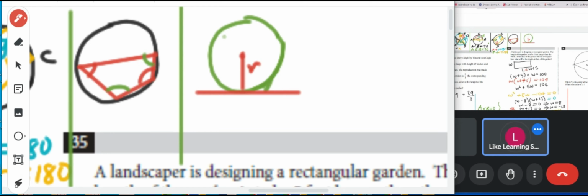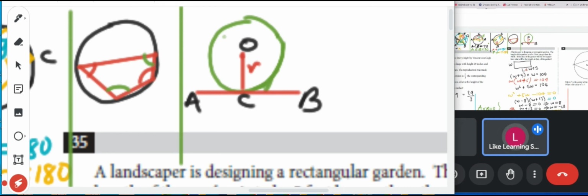In fact, AB is a tangent, OC is a radius. So the angle between the tangent AB and the radius OC must be 90 degrees. In other words, angle OCB is what? 90 degrees. Angle OCB is 90 degrees. The other one is also 90 degrees. Angle ACO is also 90 degrees. The angle between a tangent and a radius is 90 degrees.